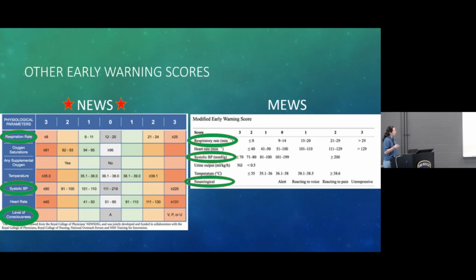There are other early warning scores, including the NEWS and MEWS, the National Early Warning Score and then the Modified Early Warning Score. And they do have part of the Q-SOFA in there. So they have the respiratory rate, the systolic, and the level of consciousness. And actually, in quite a few studies, the NEWS was found to be a better risk stratifier than the other scores that we've normally been using.